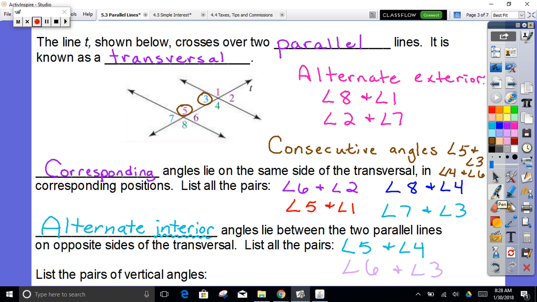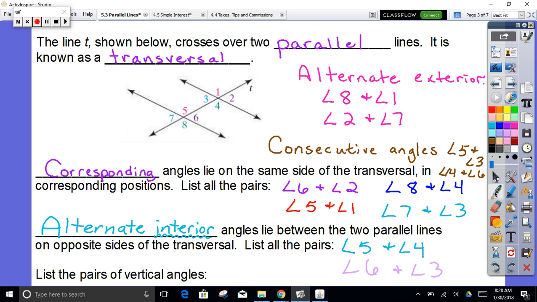Okay, and then down at the bottom, it asks you to list the pairs of vertical angles. We can't forget about those vertical angles that we've learned about. There are a lot of vertical angles that show up in here. Grace, can you name a pair of vertical angles? 8 and 5. 8 and 5, good.